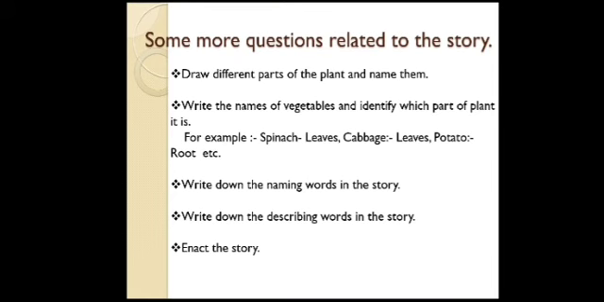As I mentioned earlier, you can do these activities: draw different parts of the plant and name them. Then write the names of vegetables and identify which part of the plant it is. For example, spinach leaves, cabbage leaves, potato root, etc. Write down the naming words in the story. Naming words, all of you know. Okay, you write down the naming words of this story. Write down the describing words in the story. From the story, you find out the describing words and write in your notebook.